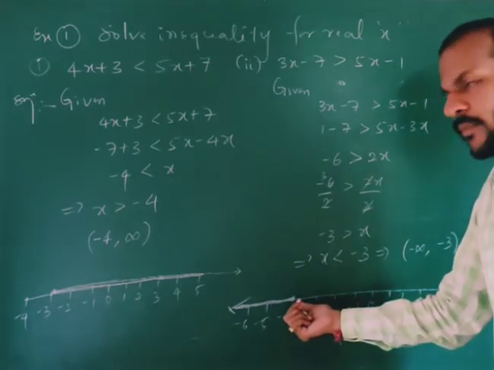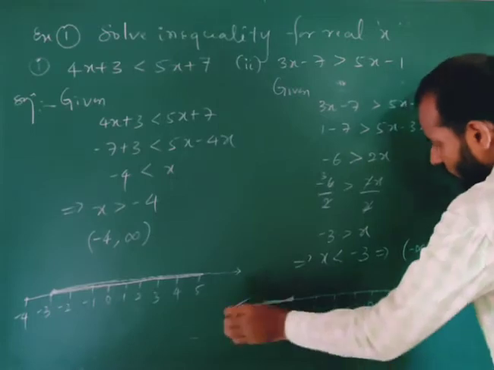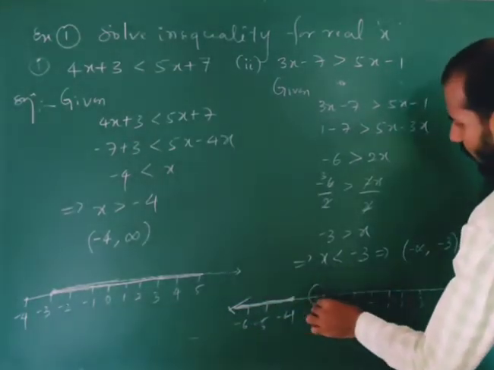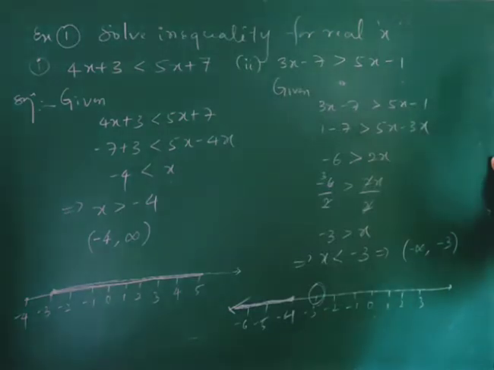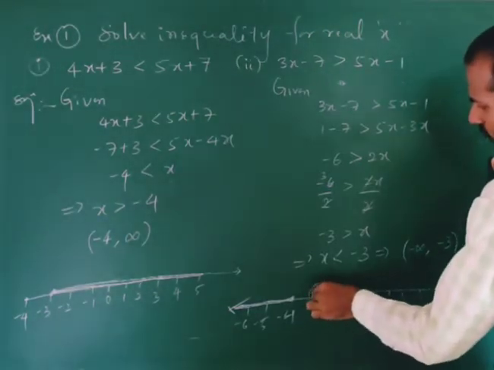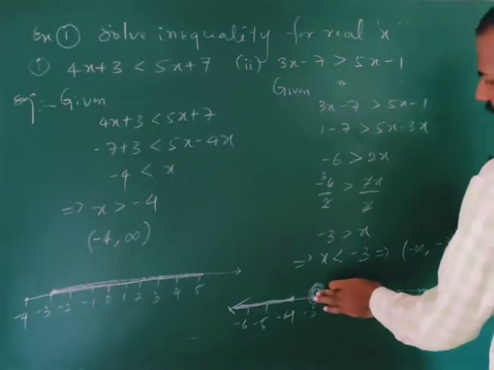Or you can take from minus 3 onwards, but excluding minus 3 we can say. Directly we are taking from minus 4. You can take the end point. Usually we denote a circle here. An empty circle denotes what? Open interval. Whereas the shaded region denotes closed interval, which takes end points.